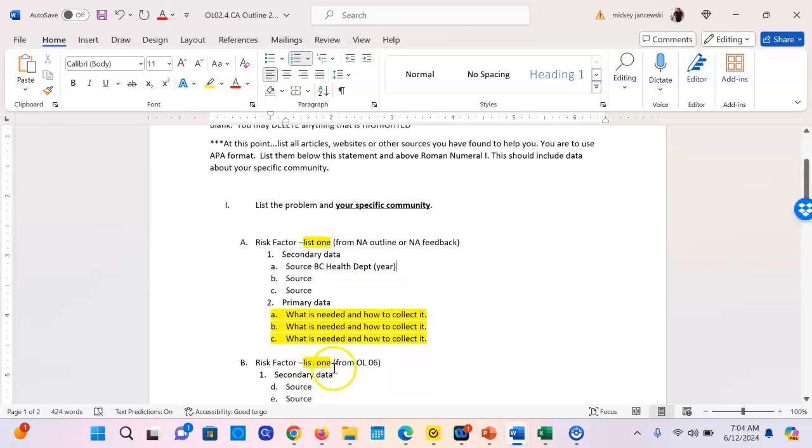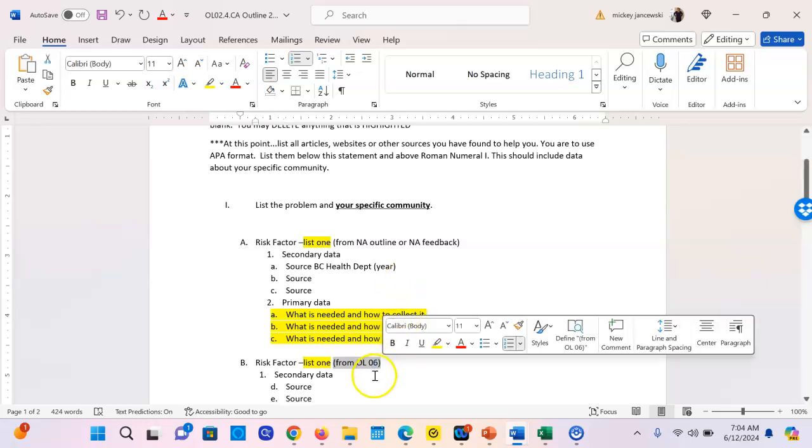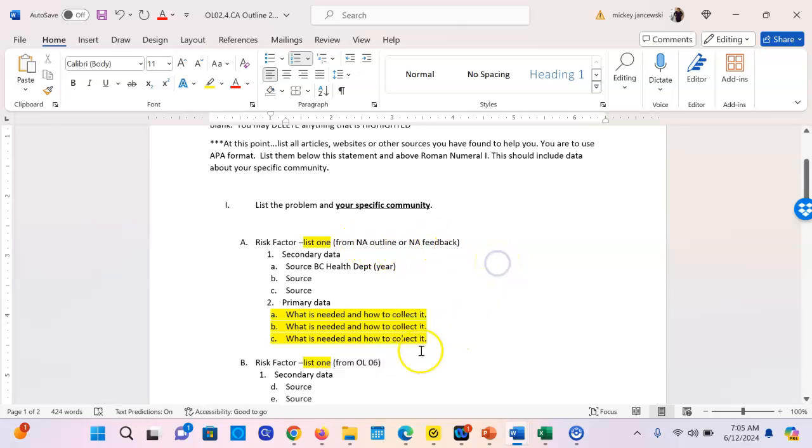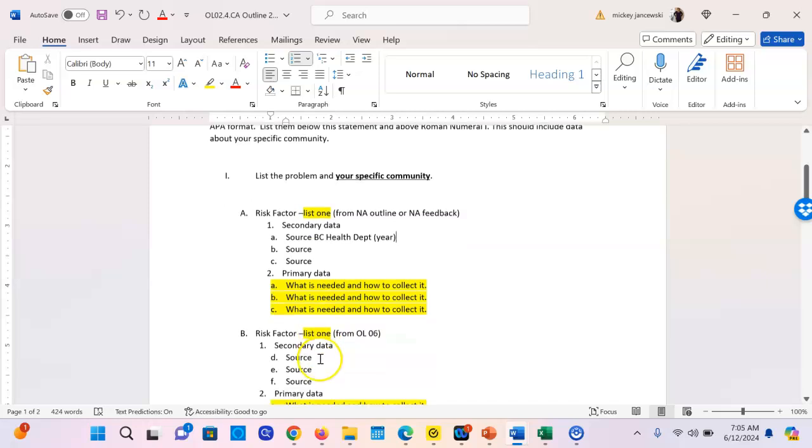So then, just to clarify, I have not changed this yet, but I should. In prior semesters, Online 06 was the needs assessment outline. So for every risk factor, you're going to be using the needs assessment outline or needs assessment feedback. You're going to write your second risk factor, secondary data, primary data. And you repeat that for all your risk factors.